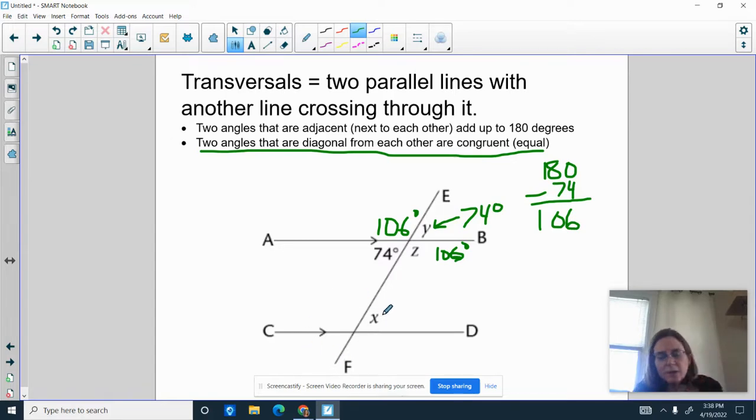So if we come down to our other group of angles, all the acute angles are also going to be 74 degrees, and all the obtuse angles are going to be 106. Takes me longer to write it than say it. And that is how transversals work. That's it. All right, thank you.